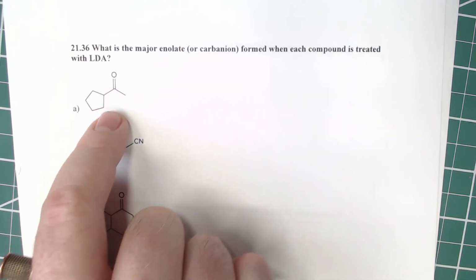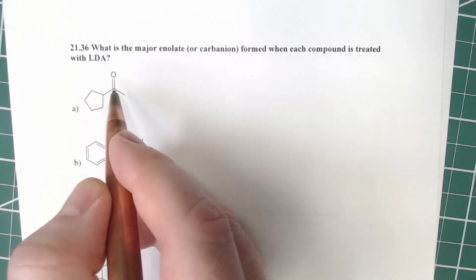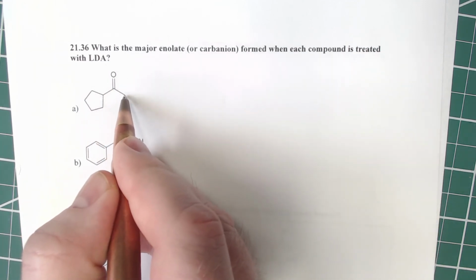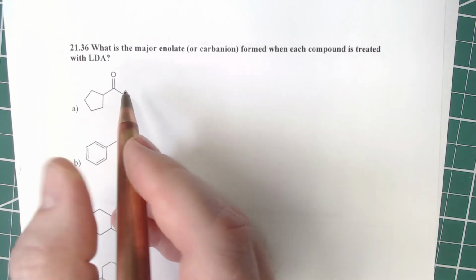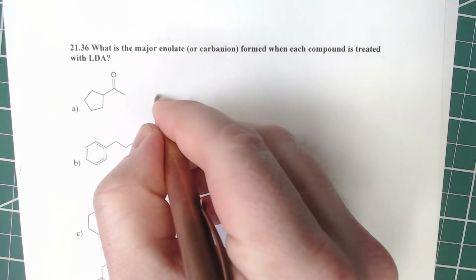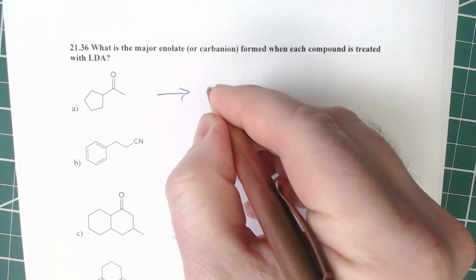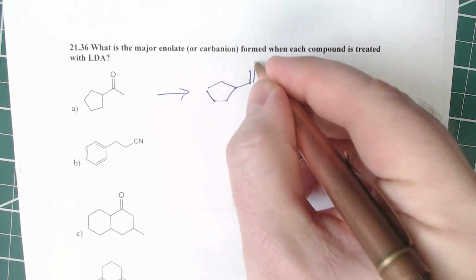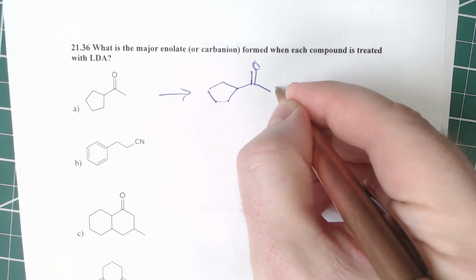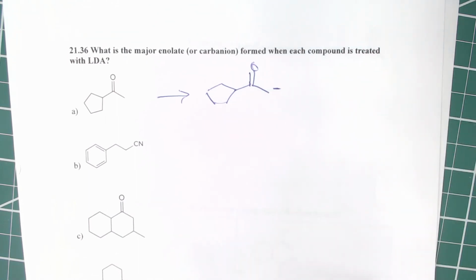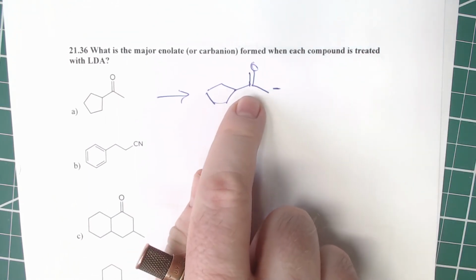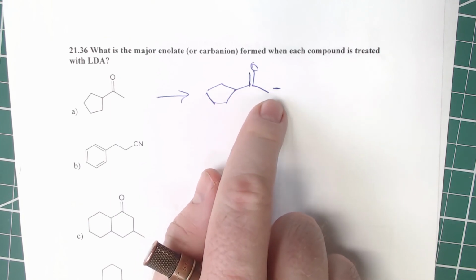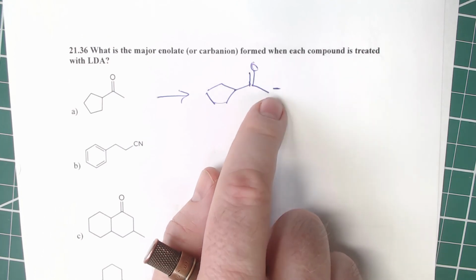But on this one, we have two different types of hydrogens. And if we're using LDA, we're going for the kinetic, which is going to be the less substituted. So when we deprotonate that, we're going to get the negative charge on that methyl of this methyl ketone. So we'll deprotonate there. That will be our kinetic deprotonating site.